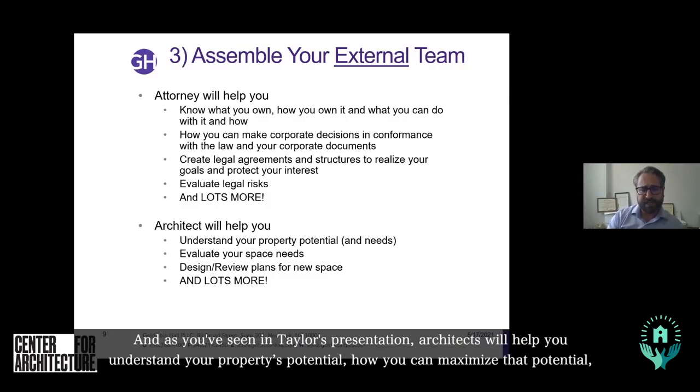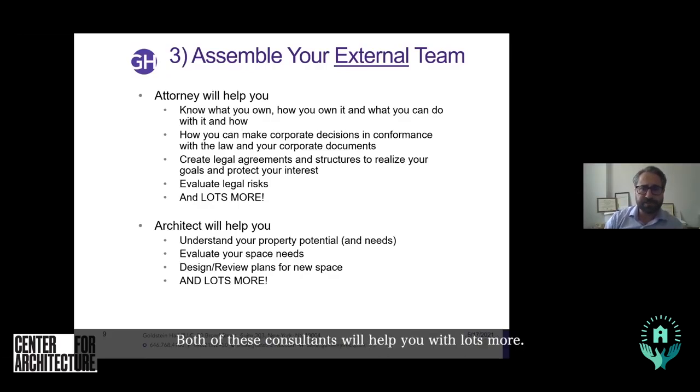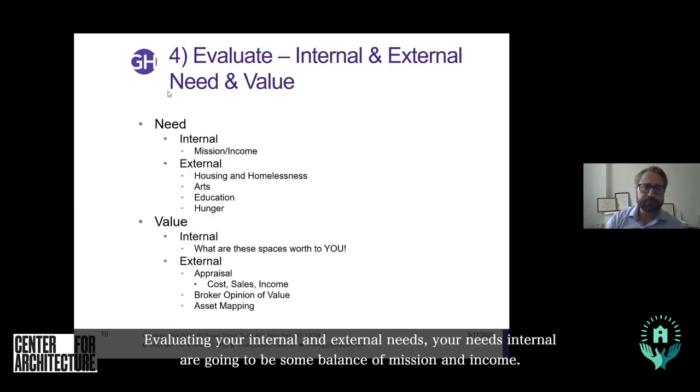And as you've seen in Taylor's presentation, architects will help you understand your property's potential, how you can maximize that potential, evaluate your own space needs, and design and review plans for existing and new space. And both of these consultants will help you with lots more. I'll be very quick on this.